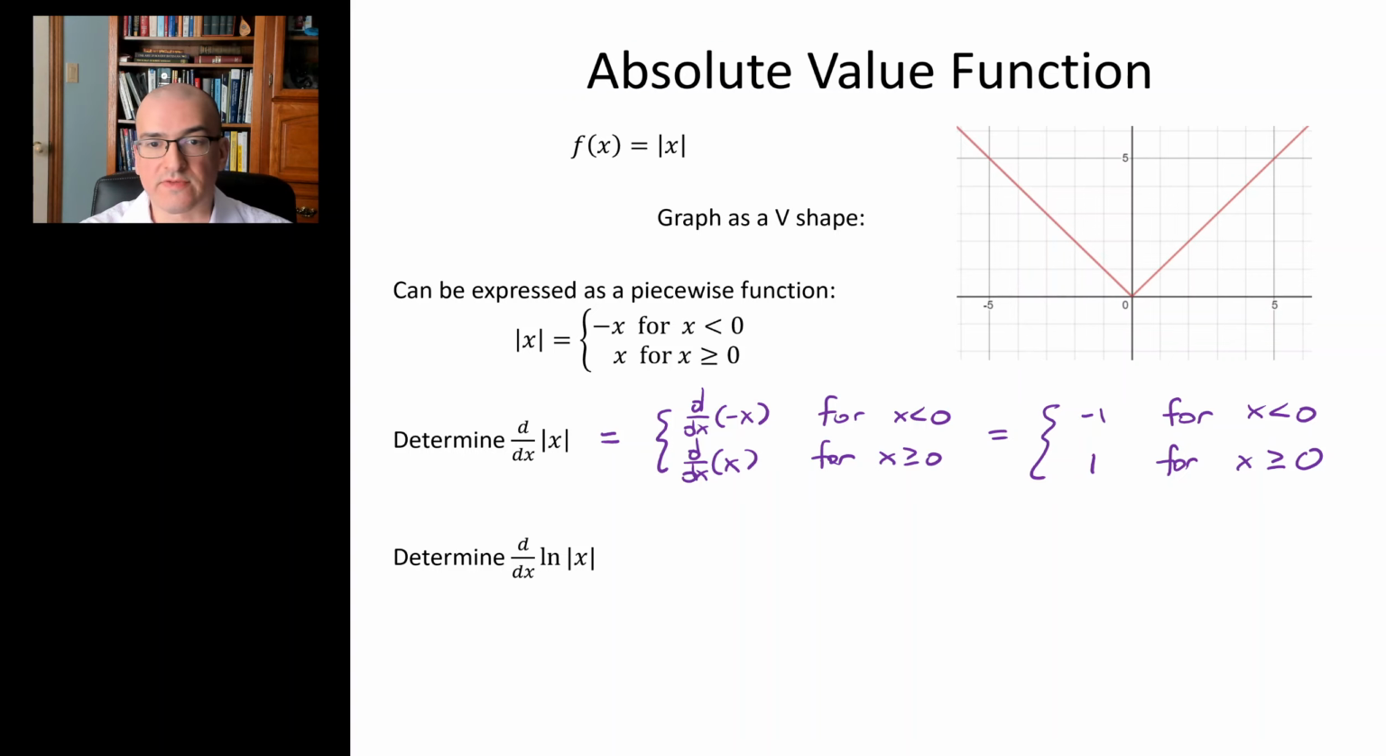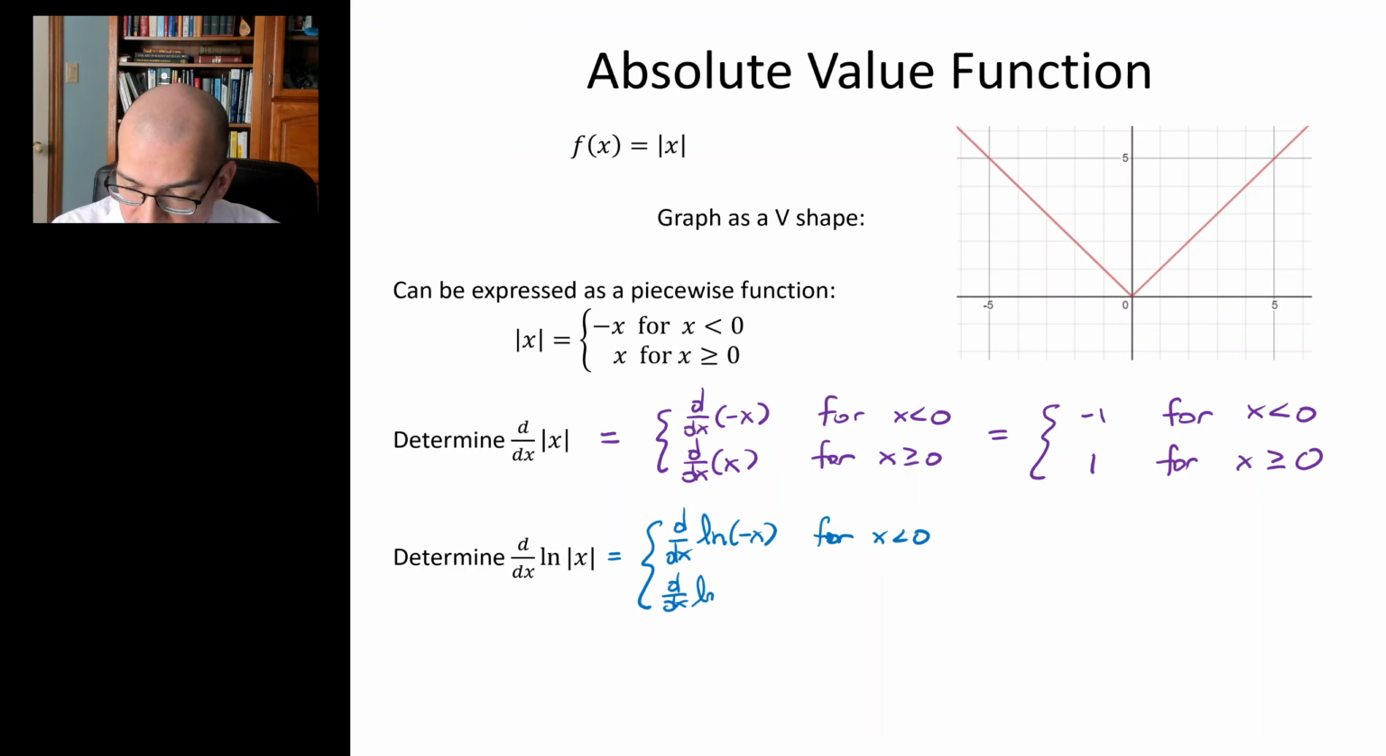The next derivative that's listed here is the derivative of the ln of x with absolute value around the x. So I'm going to do this one the exact same way. I'm going to replace absolute value of x by -x for x less than 0 and +x for x greater than 0. So my derivative becomes the derivative of two different things: ln of -x for x less than 0 and the derivative of ln of +x for x greater than or equal to 0.